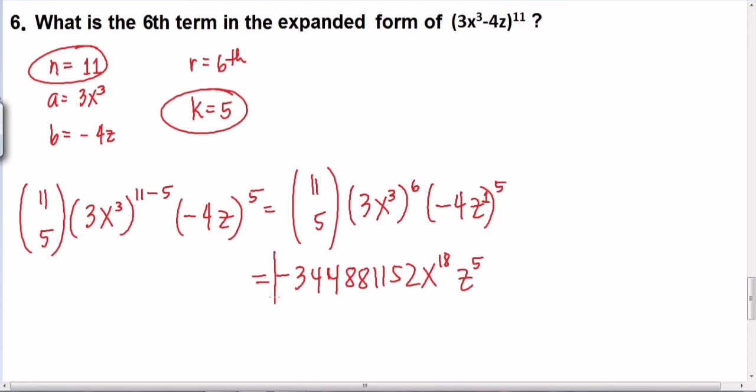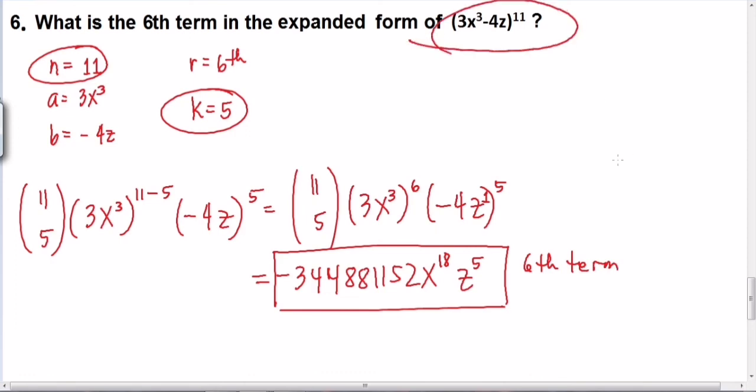So, ang final answer is negative 344,881,152 x raised to 18, z raised to 5. So, that is the sixth term in the expanded form of this binomial expression. Okay?